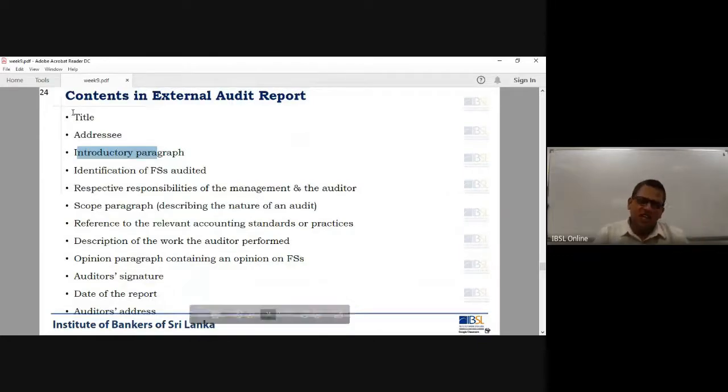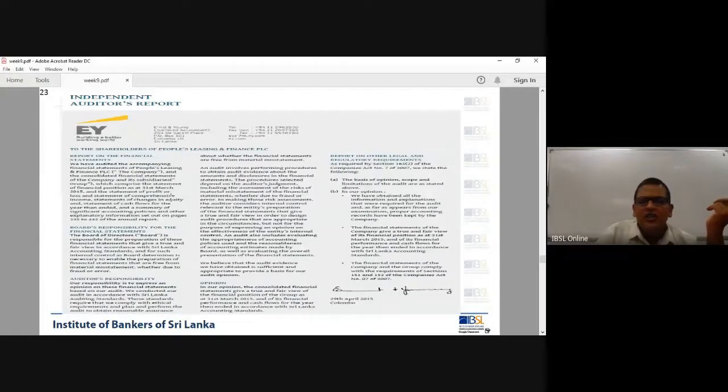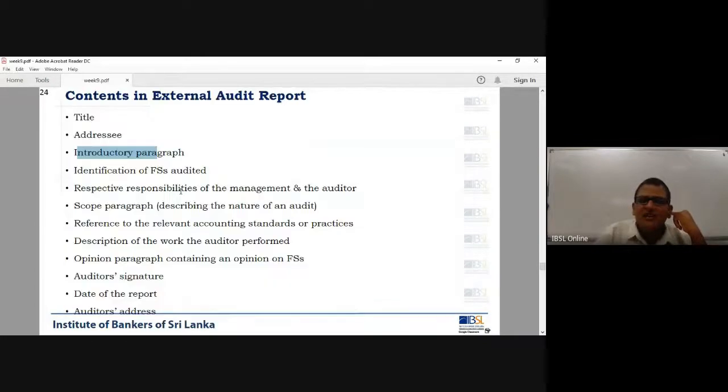You can look at these things and check whether those sections are available in your annual audit reports. You can just compare and get an idea.